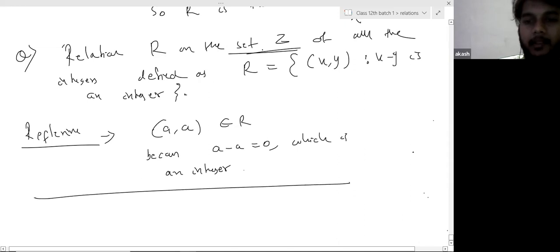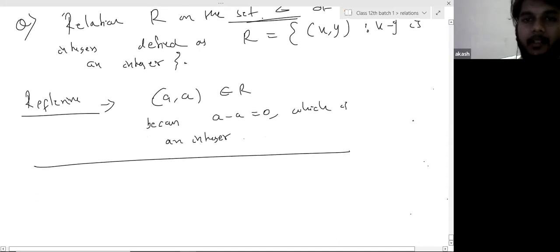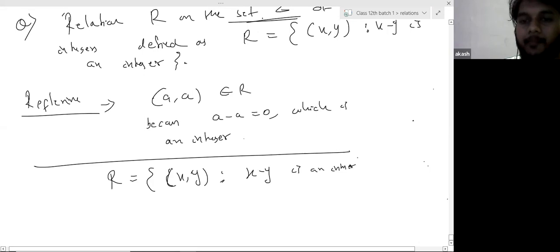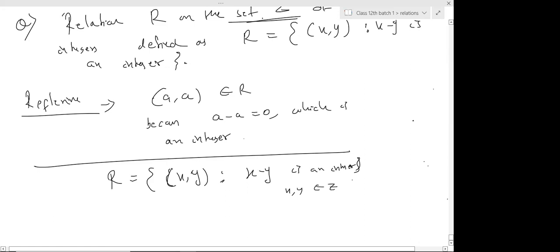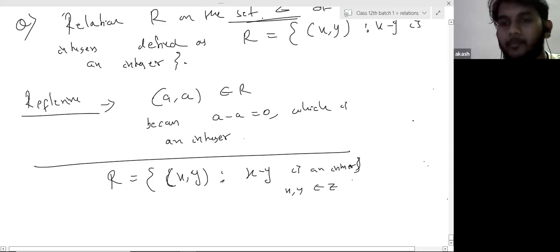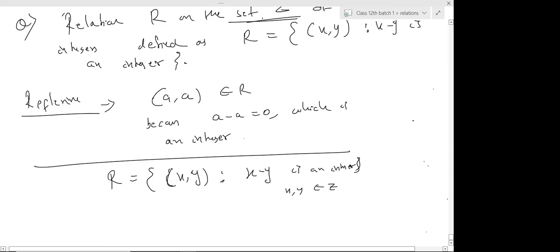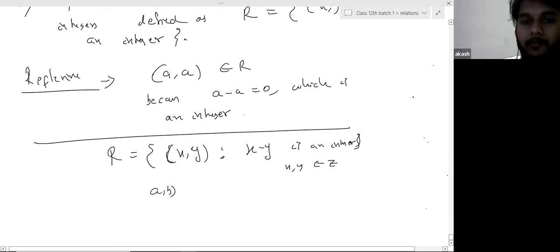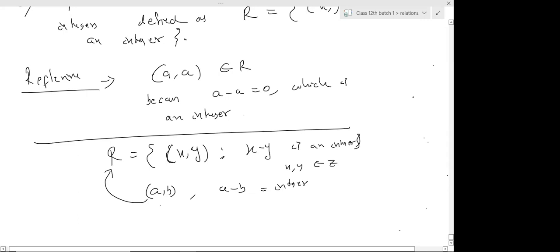Let's rewrite this. They are saying R is a relation of all the x comma y such that x minus y is an integer, and x comma y also belong to integer. If you take any ordered pair a comma b, then a minus b must be an integer for a comma b to belong to R. Yes. All right. So let's see.